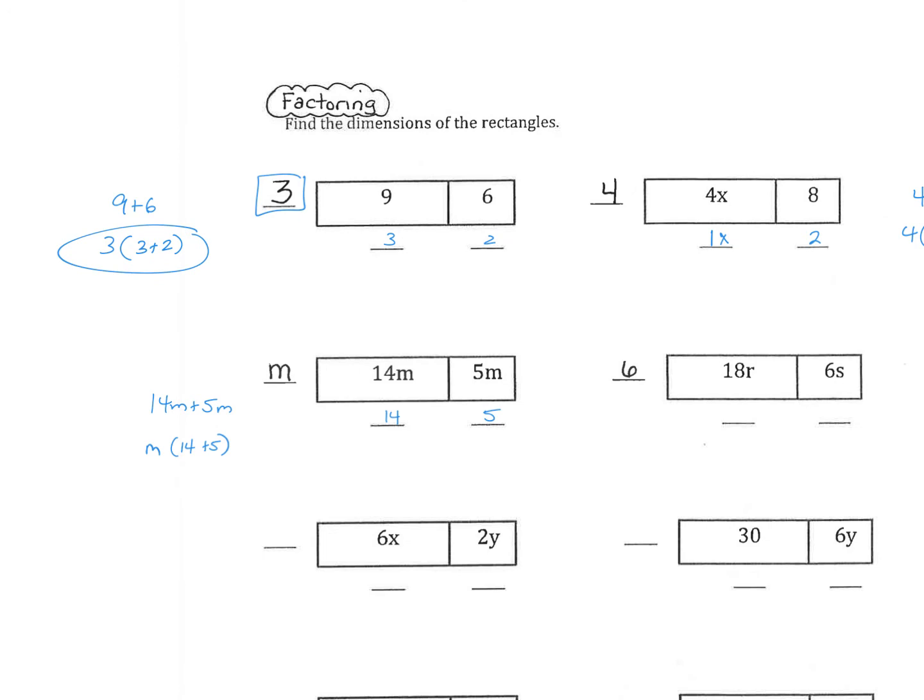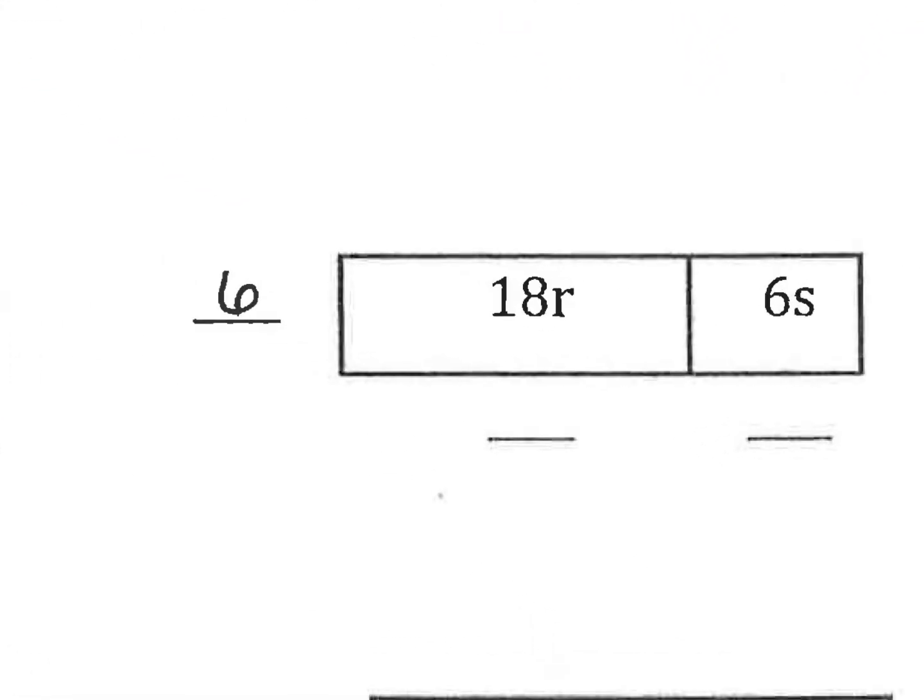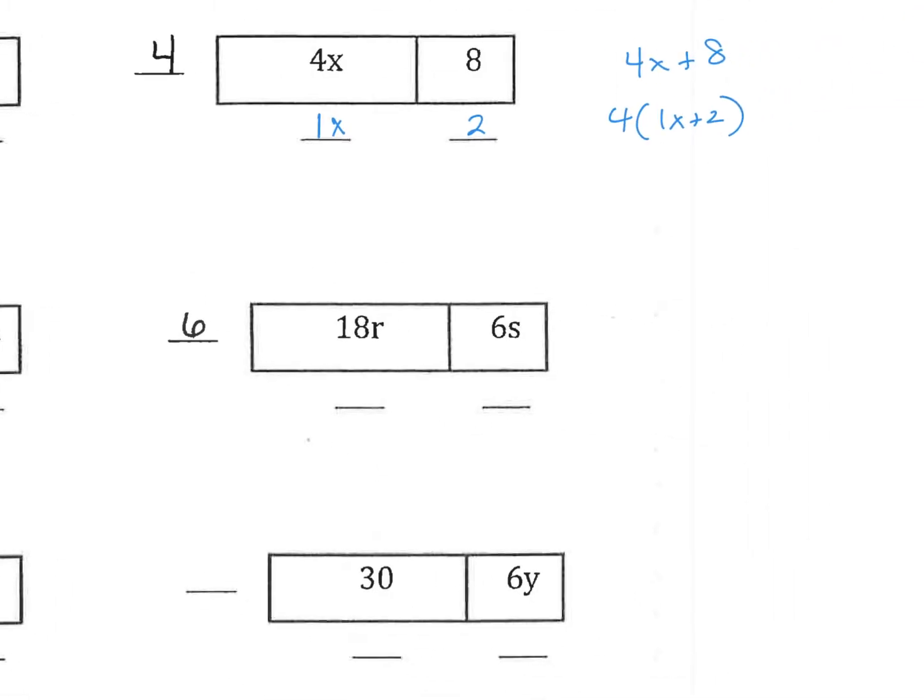Okay. Go ahead, pause the video, and try this one on your own. All right, so for this one, we're dividing by 6. We started off with 18r plus 6s. 18 divided by 6 is 3, and then I bring down my r. 6 divided by 6 is 1, and then bring down my s. So my final answer would be 6 times 3r plus 1s.